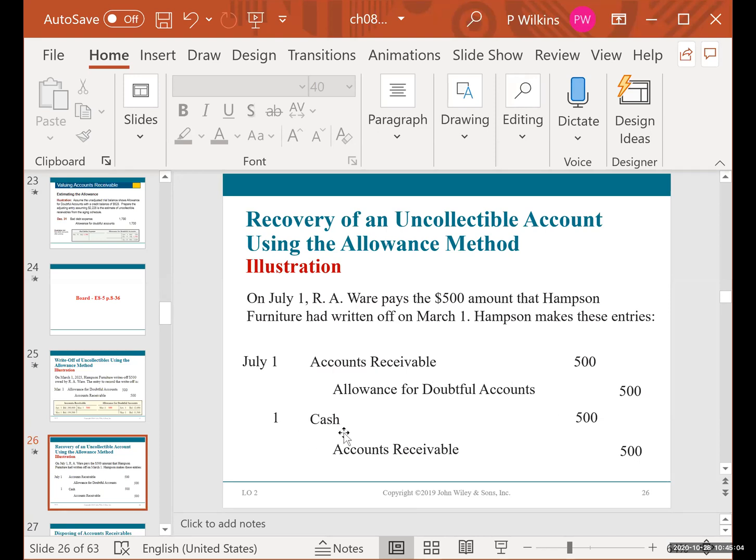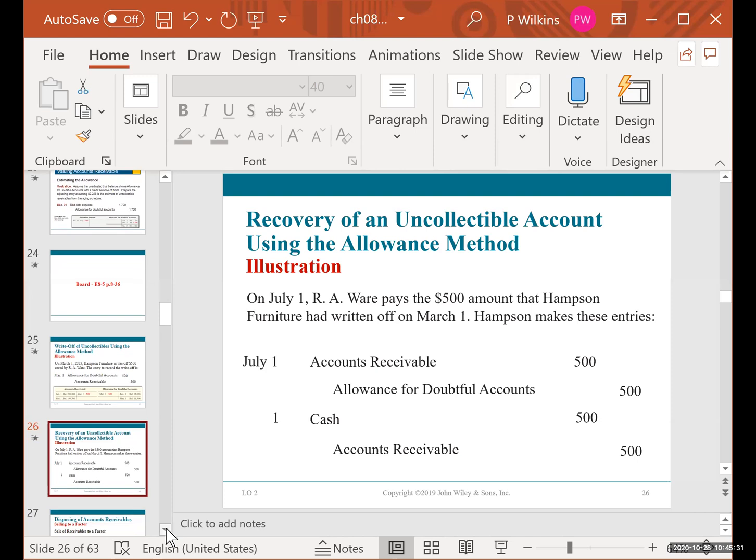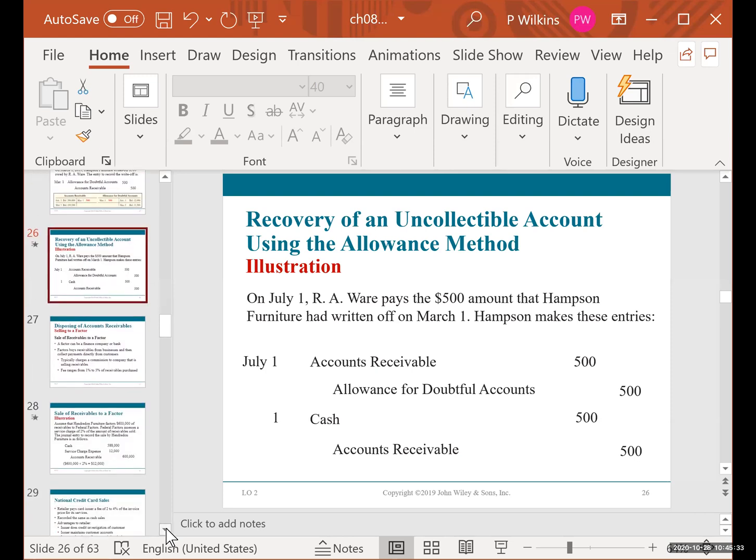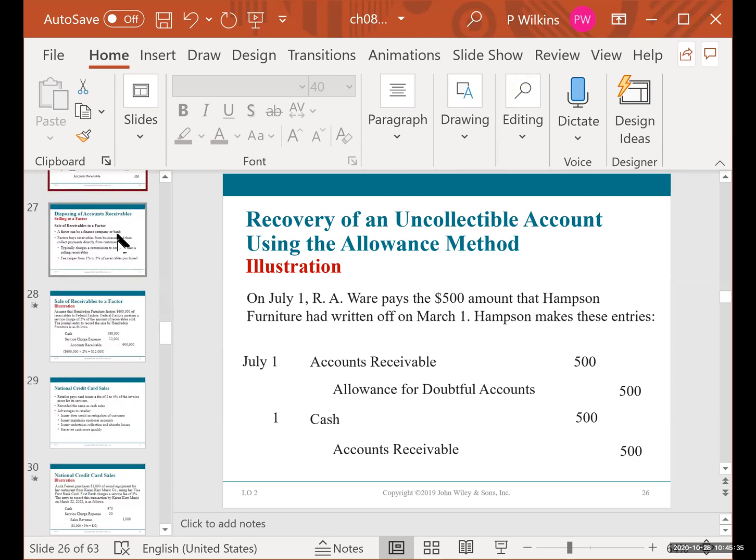Then you're going to debit cash for $500, the amount that they are paying you. And you're going to credit accounts receivable $500 to clear out their account because they actually paid you, okay? So this is what they call a recovery of an uncollectible account. So if an account you've already written off pays you, you 1, put it back, and then 2, post the payment, all right? That's the put back and the payment. All right, so let's go down to the next slide.